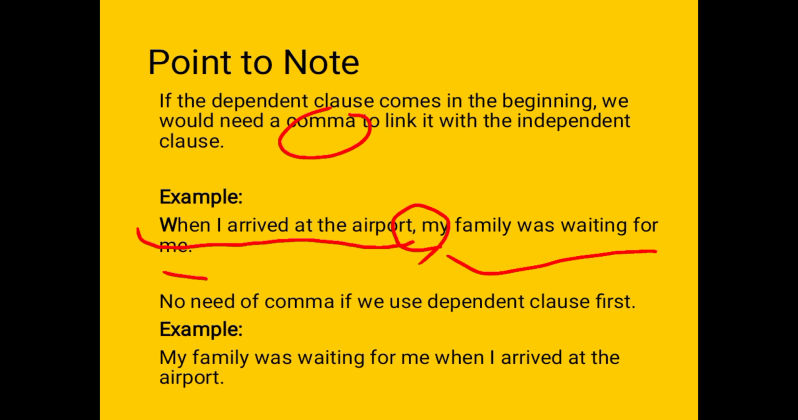So now the second point you need to note: no need of a comma if we use the independent clause first. So if I put it in the reverse order, for example, my family was waiting for me when I arrived at the airport. So look at this sentence, there is no comma here. So when you use the independent clause in the beginning, you don't need a comma to add it with the dependent clause.